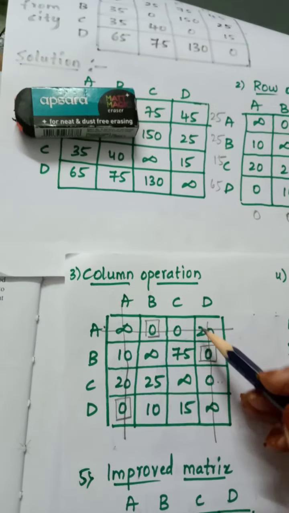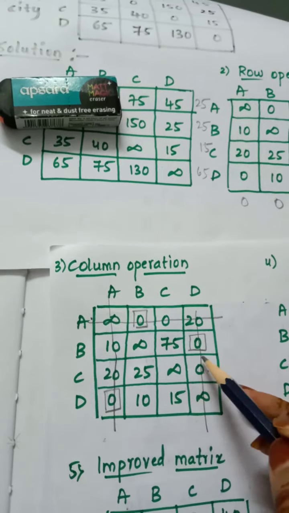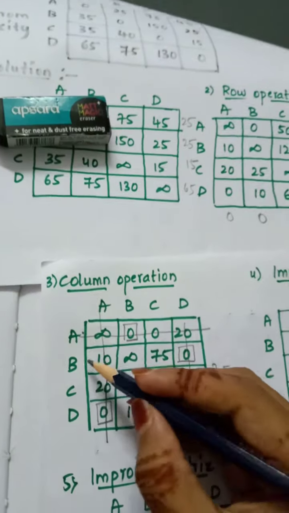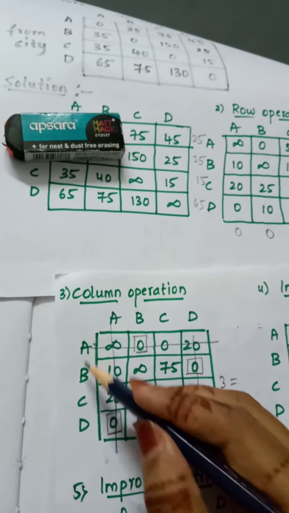So our next procedure is to check whether the number of squares is equal to the number of rows. How many squares have we obtained? 1 2 3. Since the number of squares is not equal to the number of rows, how many rows are there, students? 1 2 3. Since the number of squares is not equal to the number of rows, we have to do the improved matrix.